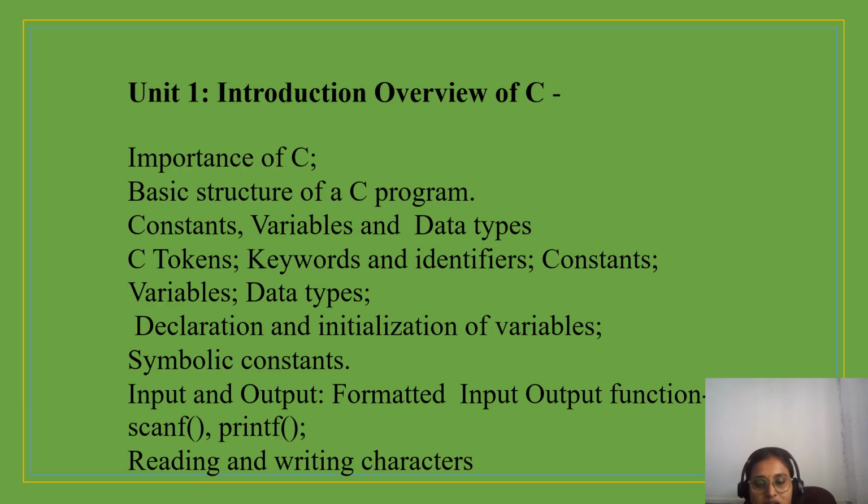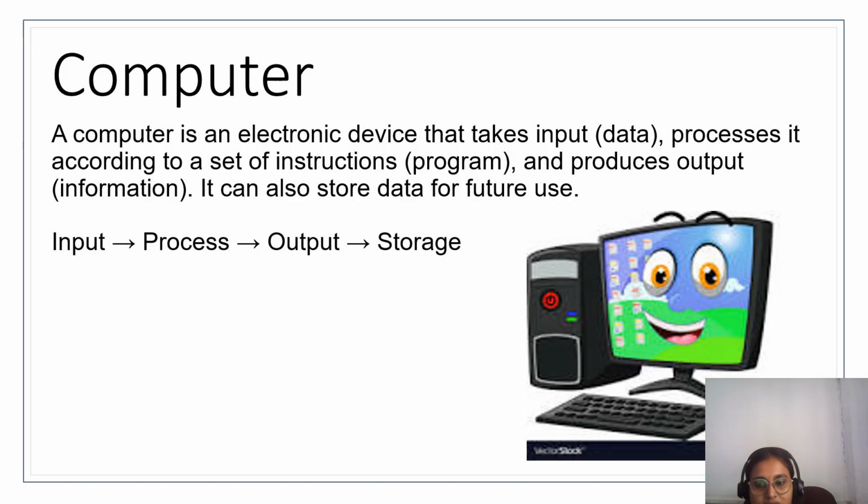Before that, we can learn the basics of why we are using C. First, we are discussing the computer. What is a computer? All of you know that a computer is an electronic device that takes input data, processes it according to a set of instructions or a program, and produces the output information. It can also store data for future use. To communicate with the computer, we are using the C language.